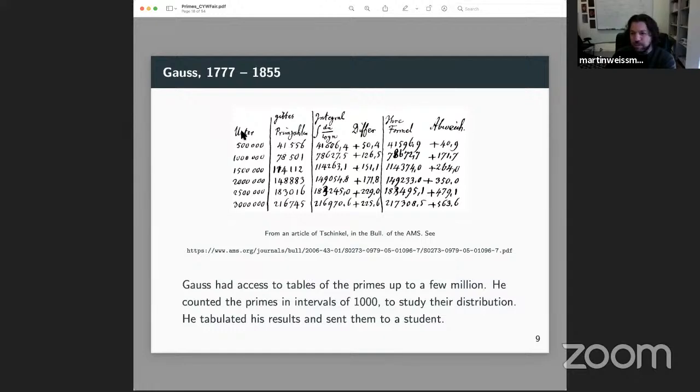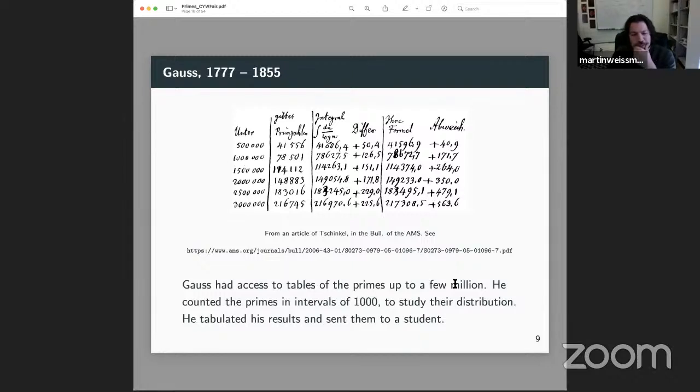This is one that he sent to a former student of his. And even if you don't read German, you might be able to recognize unter means under. And this is the number of primes that are underneath 500,000. So the way that I read this is that there are 41,556 prime numbers up to 500,000. And there are 78,501 primes up to 1,000,000. So this was Gauss's working by hand. Right around 1800, he started doing this.